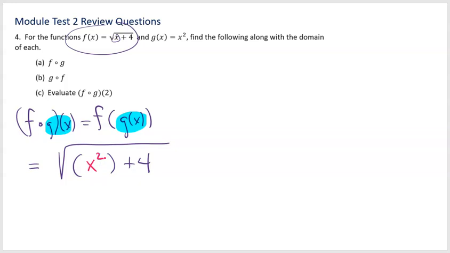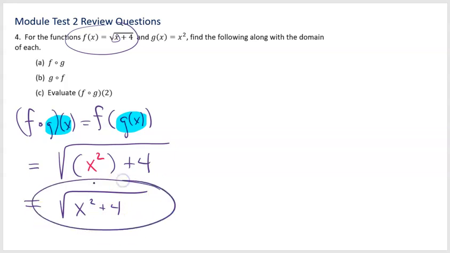In this case, that's it. And then I simplify my expression if possible. But you know what? The square root of x squared plus 4, that's as simple as that gets. I can't say that's x plus 2. Square roots don't work that way. You can't take the square root of each thing you're adding together. You just have to leave it just like that.